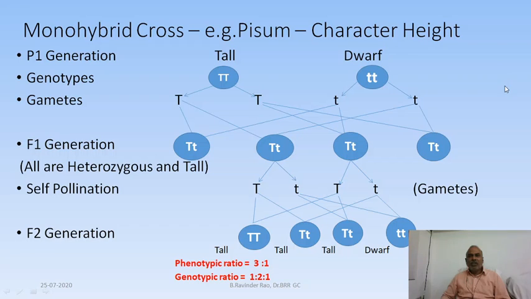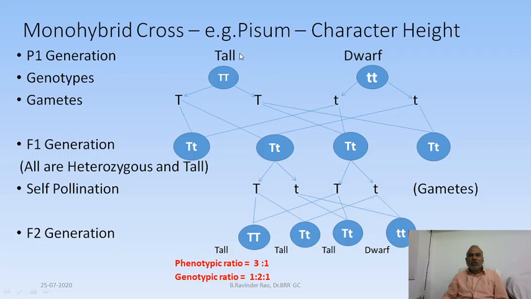Friends, this is a chart I developed to help you understand the monohybrid cross. What is a monohybrid cross? It is the cross conducted between the two traits of a character to identify their inheritance phenomenon. Only one character is studied, and one character has two alternative forms. In this slide I have taken the character height. This character height has two allelomorphs: one is tall and the other is dwarf.